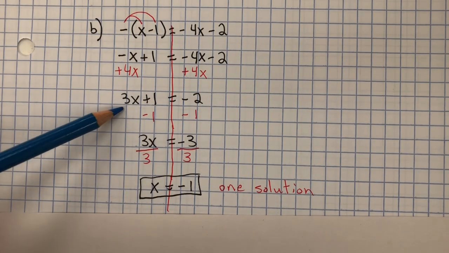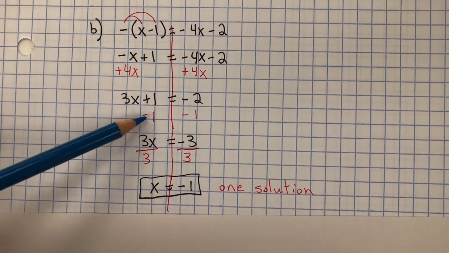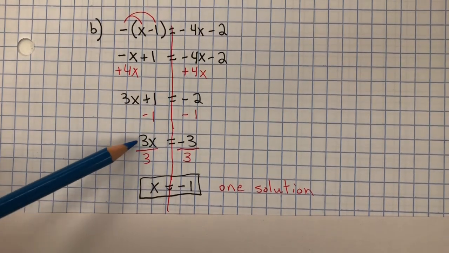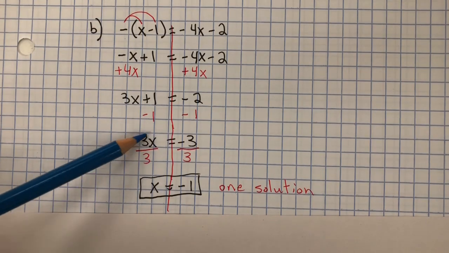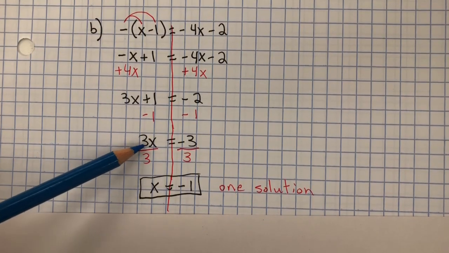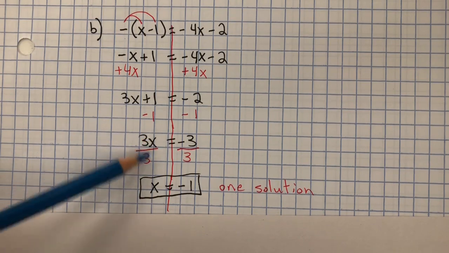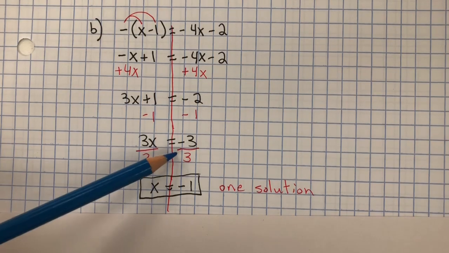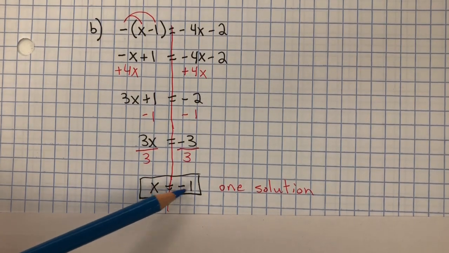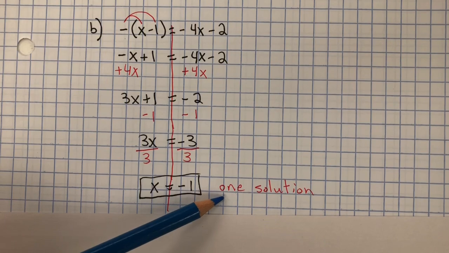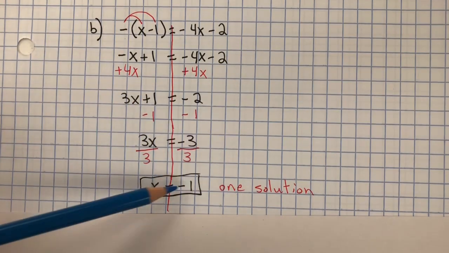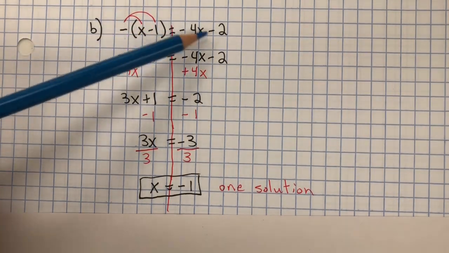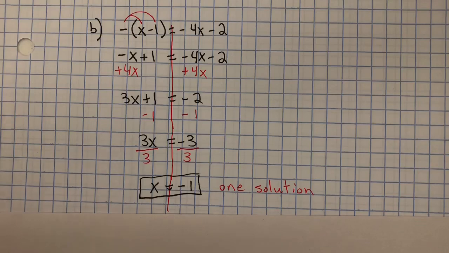Negative x plus 4x is 3x. Inverse property of addition is subtraction. So I subtract 1 from both sides, created the 0 pair. 3x equals negative 3. Inverse property of multiplication is division, created the giant 1. What you do to one side, you do to the other. And a negative divided by a positive, negative 1. This also has one solution. And to check, I would substitute x with negative 1 and make sure that the left side equals the right side.